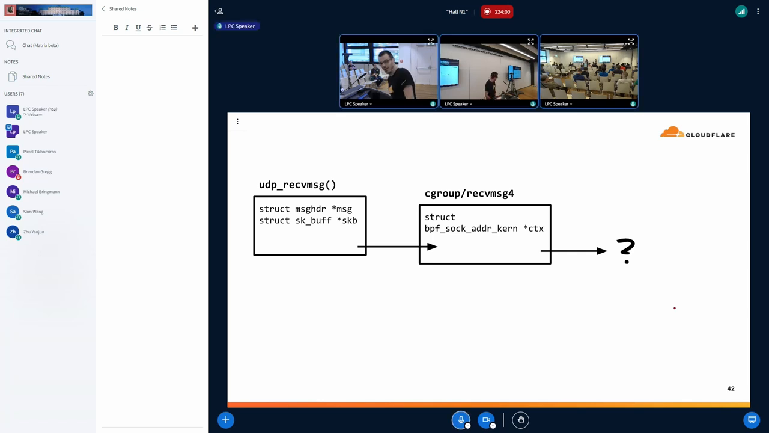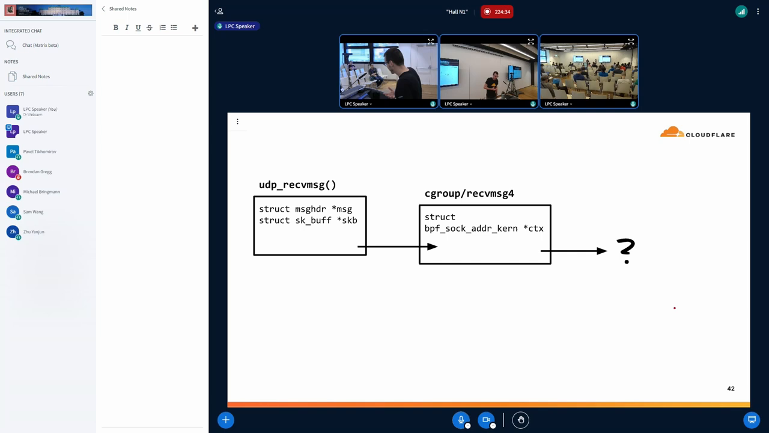Well, we have to look in the right place, it seems, on the receive path. That UDP receive message handler has access to both the SKB that we're just receiving and the message buffer where the user space process has handed in memory for the ancillary message. And so we invoke the receive message cgroup hook for us.